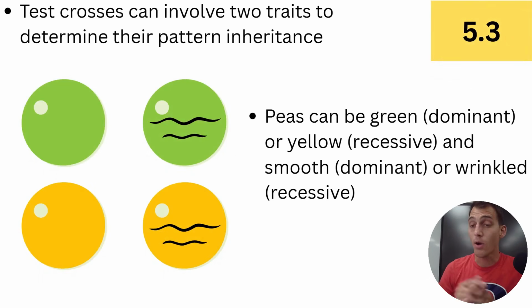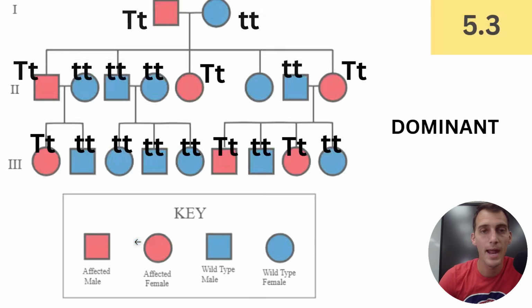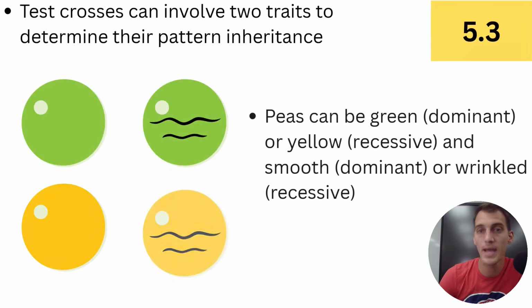Now we can apply this to 2 traits as well. Test crosses can involve 2 traits to determine their pattern of inheritance. So we're getting back to pattern of inheritance, and we're going to get back to peas for a second. Mendel also didn't just do traits like flower color, purple and white. He also crossed plants that exhibited different traits. There were some plants that had green peas and some plants that had yellow peas. There were some plants that had wrinkled peas, and some of them had smooth peas.